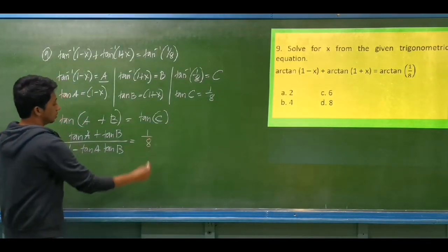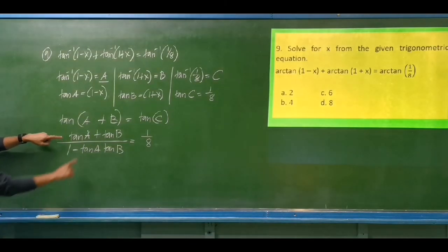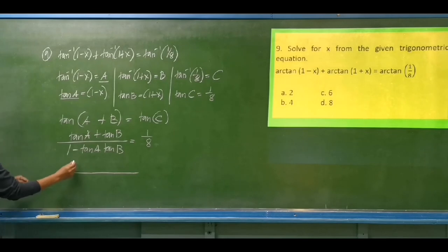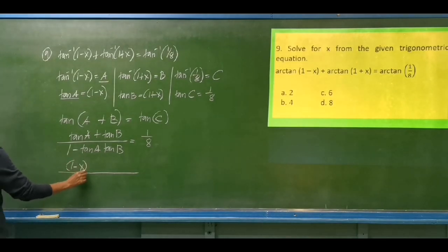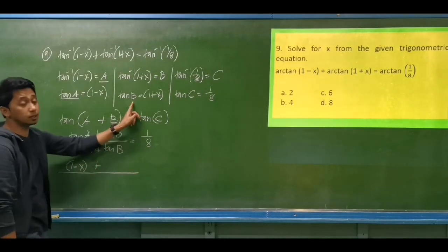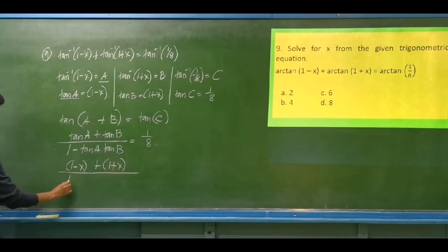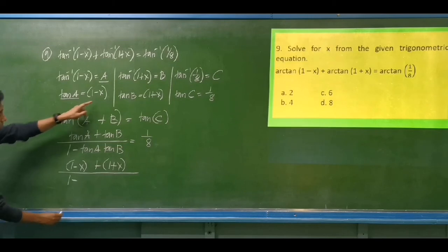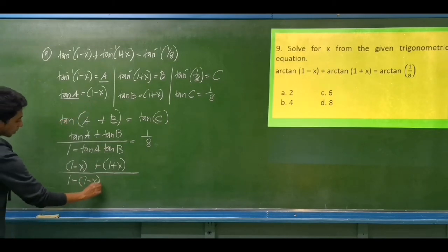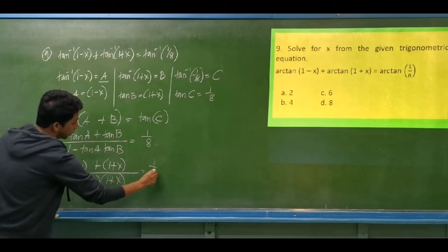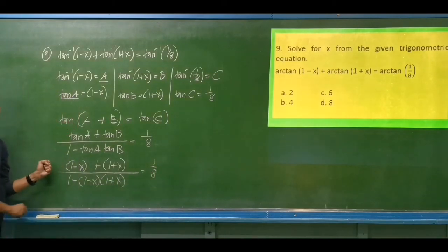What is the equivalent of tangent C? 1/8. Then we substitute. The equivalent of tangent A is 1 minus x, plus tangent B, which is 1 plus x, divided by 1 minus tangent A, which is 1 minus x, times tangent B, which is 1 plus x, is equal to 1/8. Then we go back to shift solve.